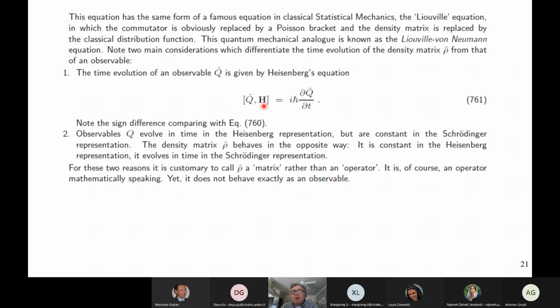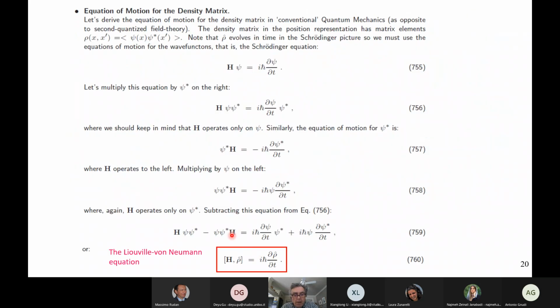In an interaction picture, the states evolve in time according to the perturbing Hamiltonian. Instead, the operators evolve in time according to the free Hamiltonian, the non-interaction Hamiltonian. So this is a big difference that we will use and we have to keep in mind. By the way, this is called the Liouville-von Neumann equation. I'll tell you a little bit why Liouville and why von Neumann.